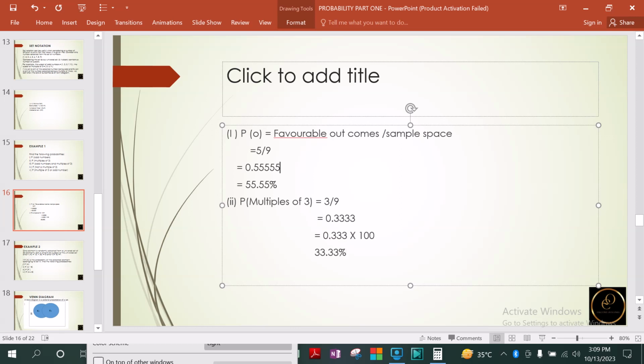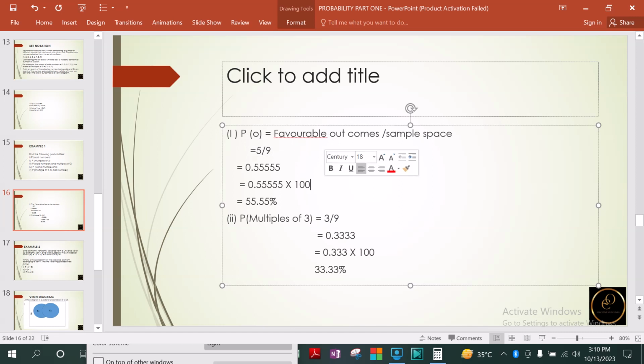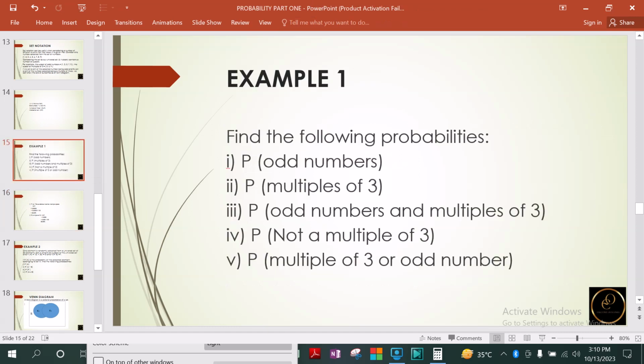Equally here, you multiply by 100 to express it as a percentage: 0.555 times 100 gives you this particular answer. Normally you don't show all of them. People usually want a decimal form, so you just pick one. It's still acceptable. Let's continue.